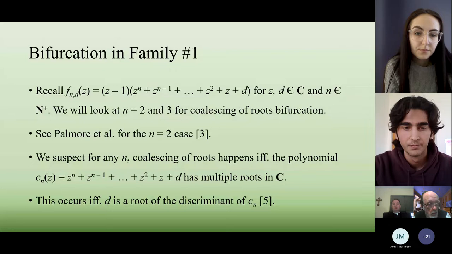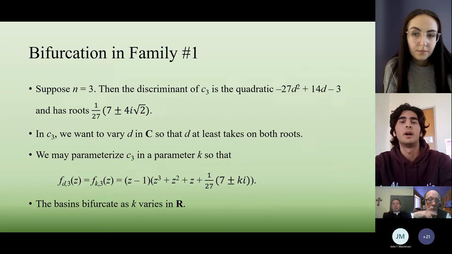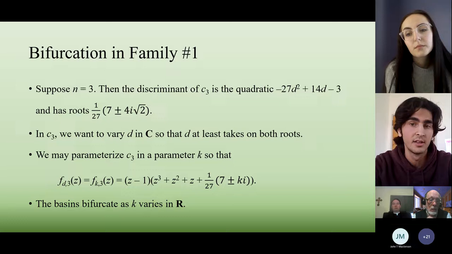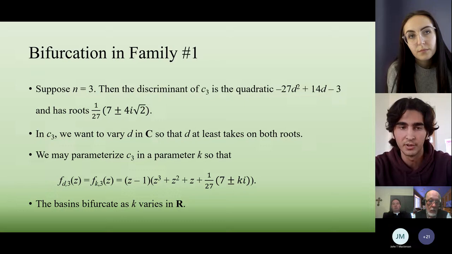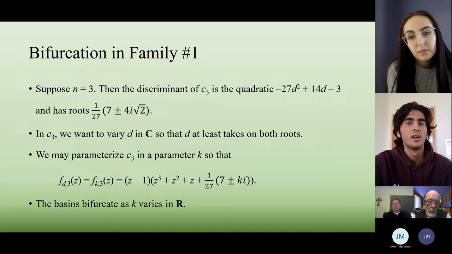But if we look at n equals 3, then what happens is the discriminant in this case will look like the quadratic presented, and it's going to have roots at these two complex numbers. What's good about this is that the roots occur on a straight line in the plane, so that they only differ by their imaginary part.